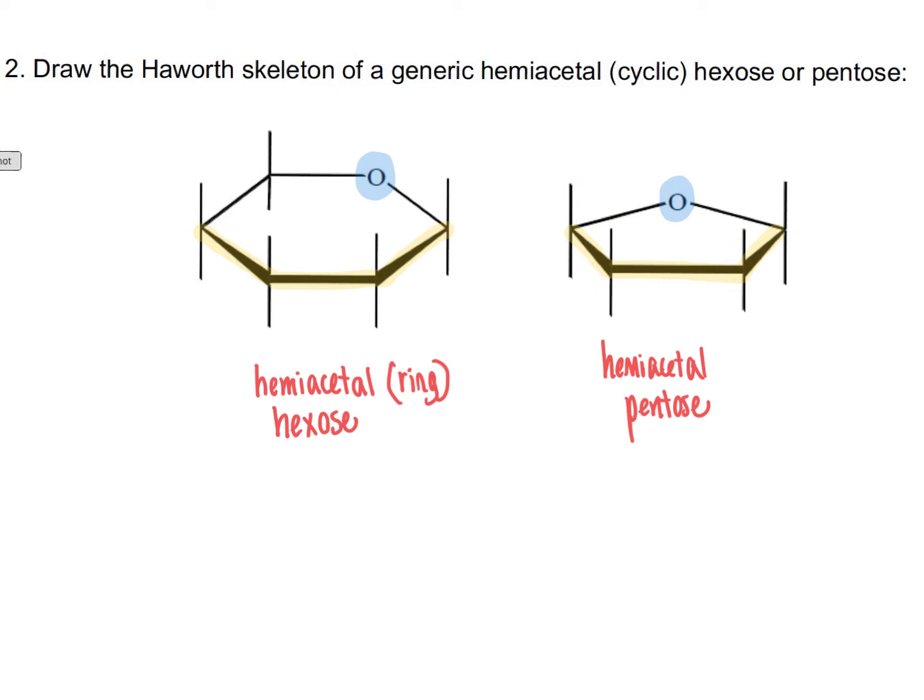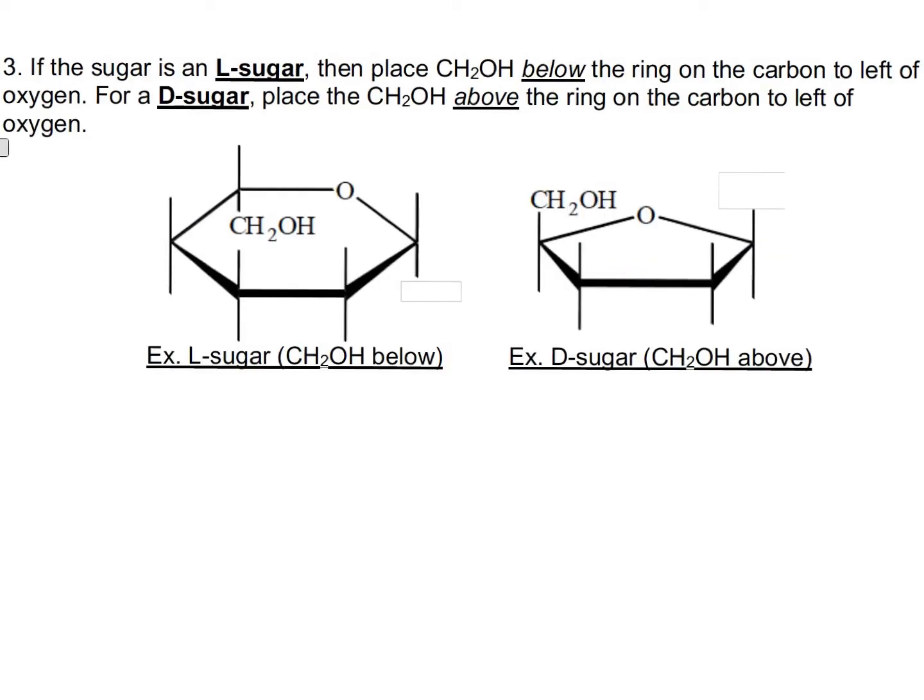So in other words, in a pentose, it's going to be a vertical line up and down from each of the 4 carbon atoms of the ring, 1, 2, 3, 4. In the hexose, it's going to be a vertical line up and down from each of the 5 carbon atoms of the ring, 1, 2, 3, 4, 5. So now that you have that Haworth skeleton drawn in for a generic hemiacetal hexose or pentose, the next thing we need to do is start decorating that to represent whatever monosaccharide we wish to draw. Let's go ahead and take a look at that for our example problem.